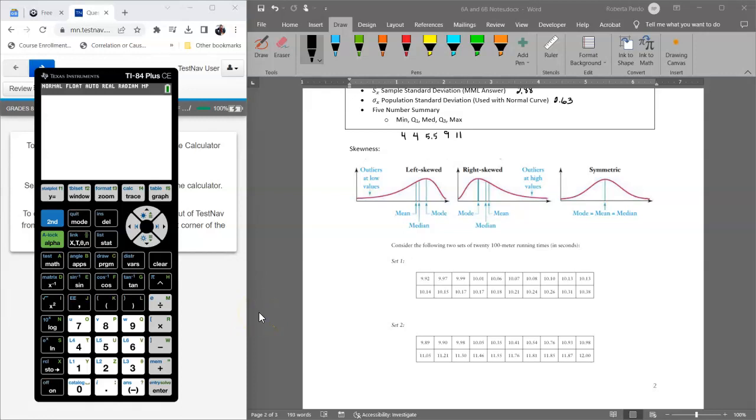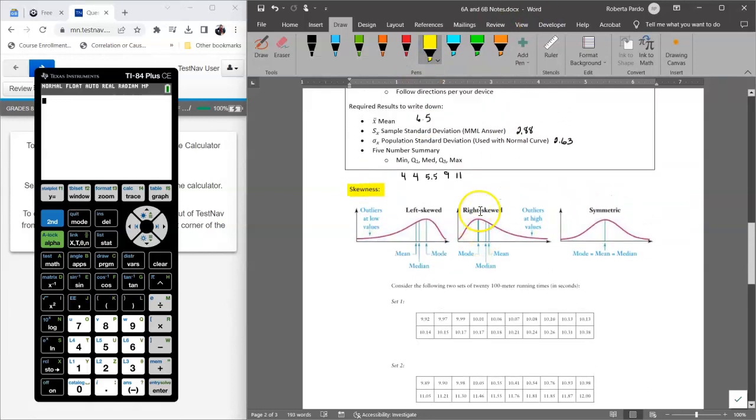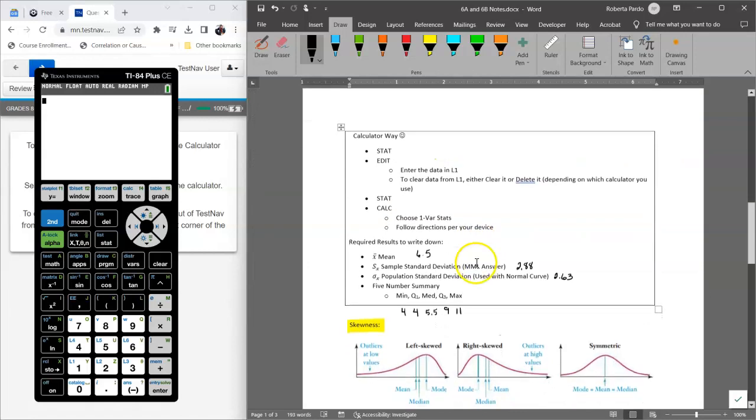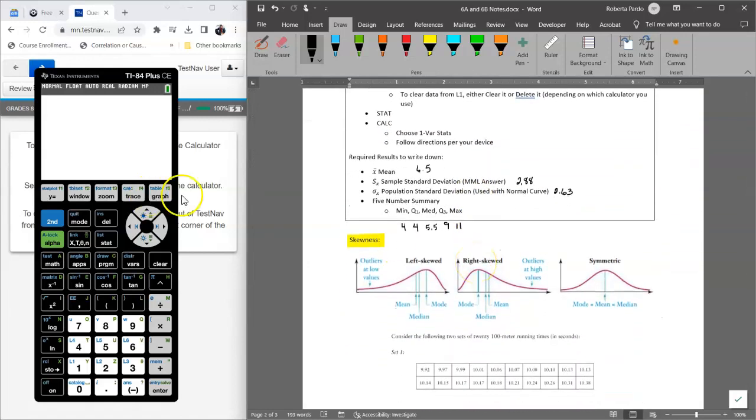We want to talk about three different types of skewness. And skewness is, again, the direction that the graph is being pulled. If we recall, when we were making these calculations, when we calculated the mean in this first scenario, when the value was 11, we had a mean of 6.5. But when we threw in the number 100, then our mean changed to 21.33.